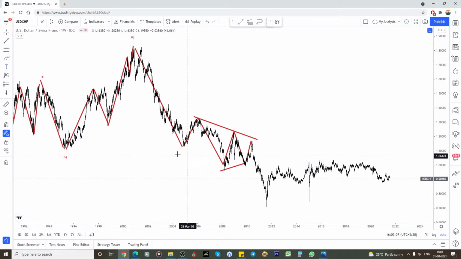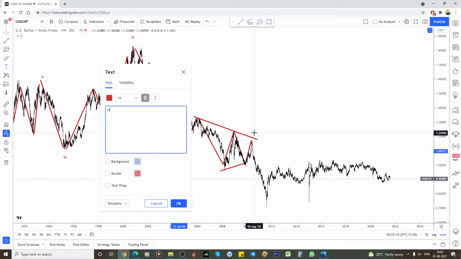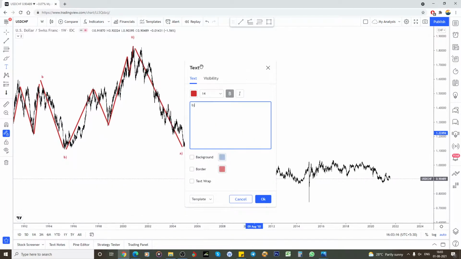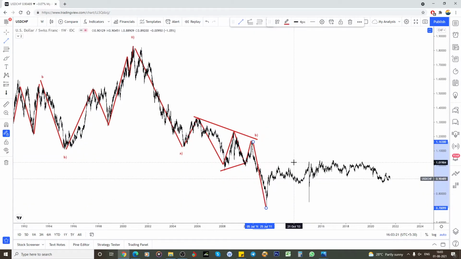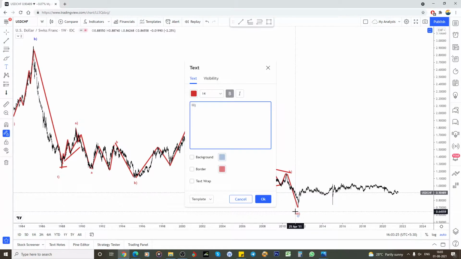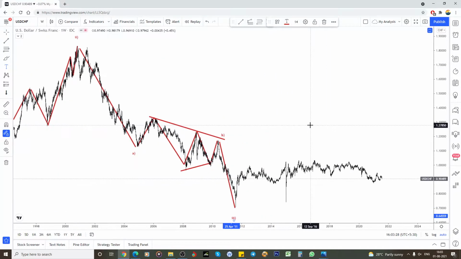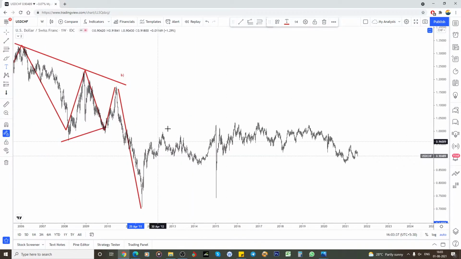Now again, because this is an ending diagonal pattern, this is the A, this is the B, and this is the C wave. So what is this? This is the end of the third wave. After this, see, A, B, C as 1, 2, and A, B, C is a 3. Now we are in the fourth wave.